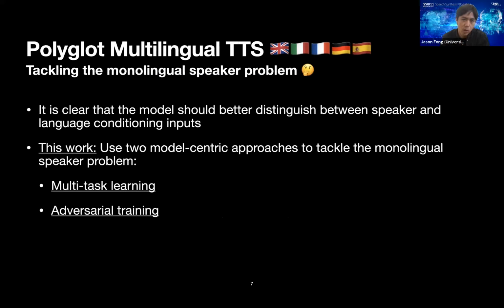And so the key goal of our work is to focus on this very data-sparse problem where you only have one speaker per language and each speaker is only monolingual. If you were to train traditional models on this kind of data problem, they exhibit these problems. So in this work, we tried two different approaches to tackle this data problem. We tried multitask learning and adversarial training, and I'll go into a little more detail in a second.